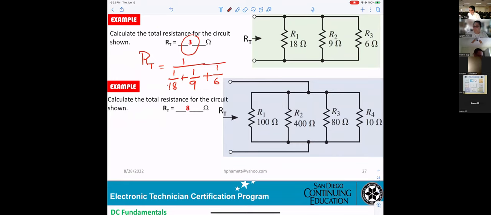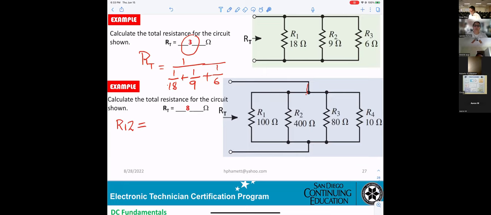Now, on the second circuit here, if you're looking into the circuitry, they want the total resistance from here to here. Then what I can see, R1, R2, I want to combine to one resistor. That's what I call R1,2. That means we combine this one and this one to be one resistor, and you get only 2 resistors.